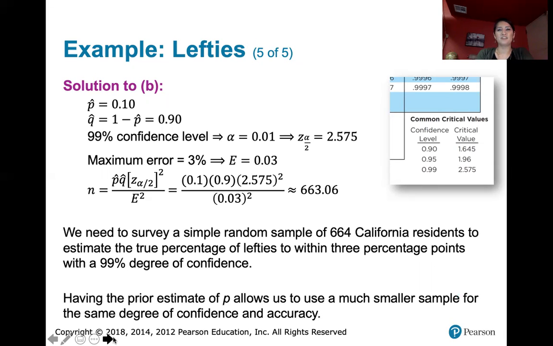With prior information, we can have a sample size that's smaller. In the absence of information, we have to have a sample size that is larger. And this time it's almost 3 times as large as the sample size that is needed when we know that p hat is 10%.